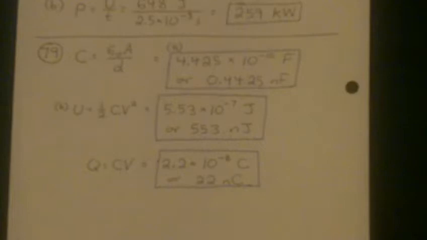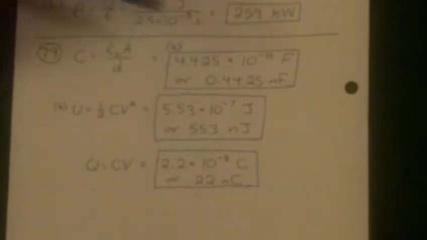The last one for part 2 of this video series is number 79. So part A, the capacitance is epsilon naught times A over D, and that gives an answer of 4.425 times 10 to the negative 10 farads.